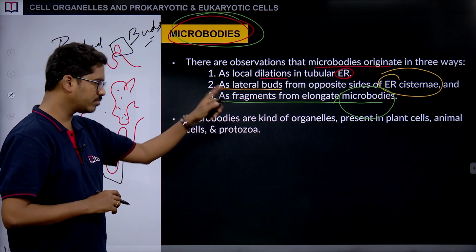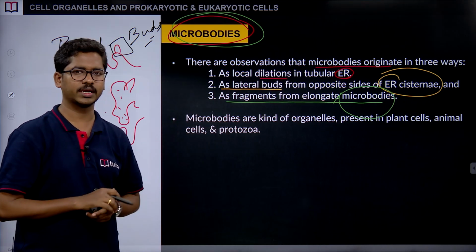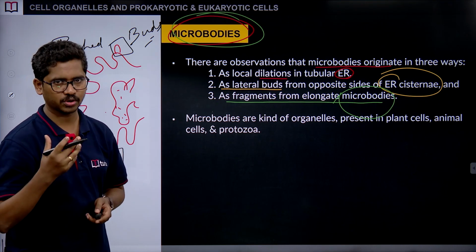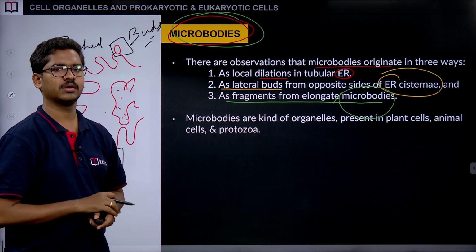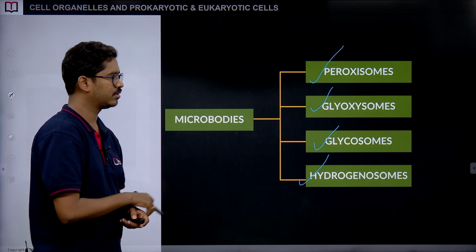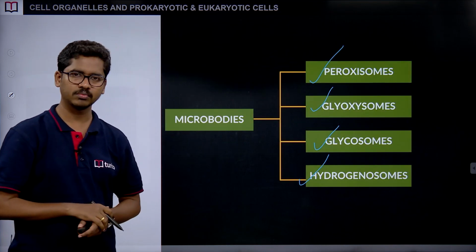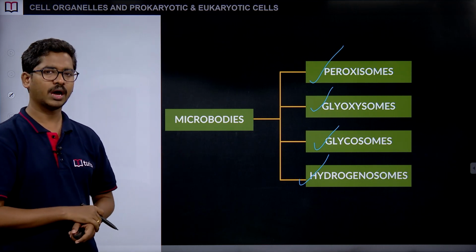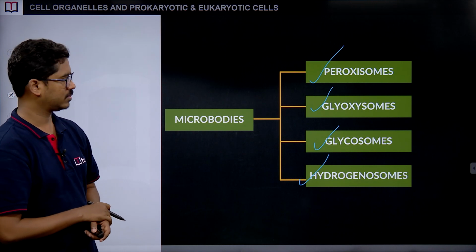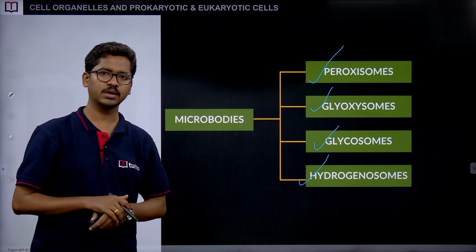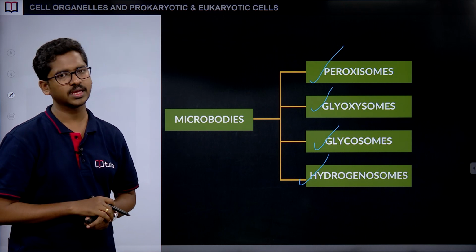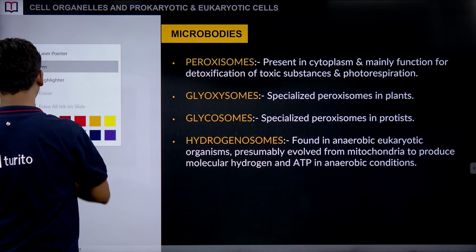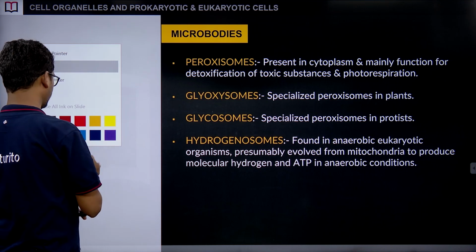Microbodies arise from already available organelles, and they can also form from already available microbodies. They are of 4 types: peroxisomes, glyoxysomes, glycosomes, and then hydrogenosomes. Now, we will look into them one by one and understand what they do in the cell. The first one is quite simple, that is peroxisomes. What does it do in the cell?